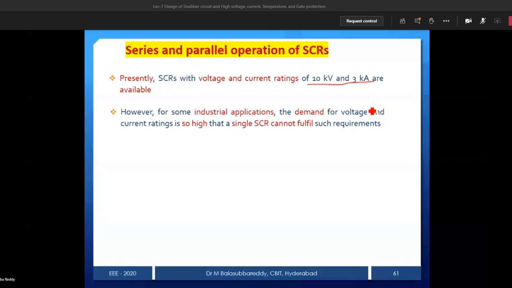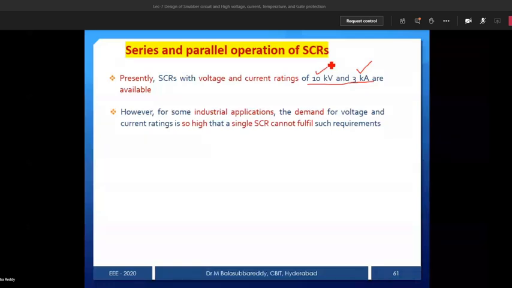Now what you have to do in industry: suppose the industry wants a 10 kiloampere load, and we have to withstand that in the controller. Then you cannot connect one SCR in a circuit. You have to connect many SCRs in parallel so that the current rating increases. Similarly, in some other application, you may require some 100 kilovolts. Then one SCR is not sufficient. You have to connect many SCRs in series.